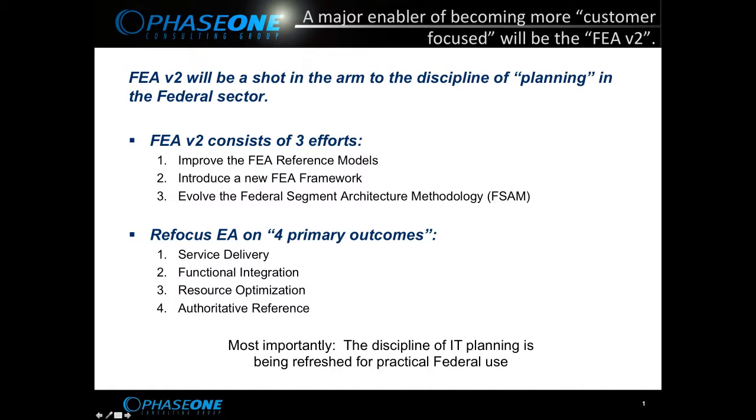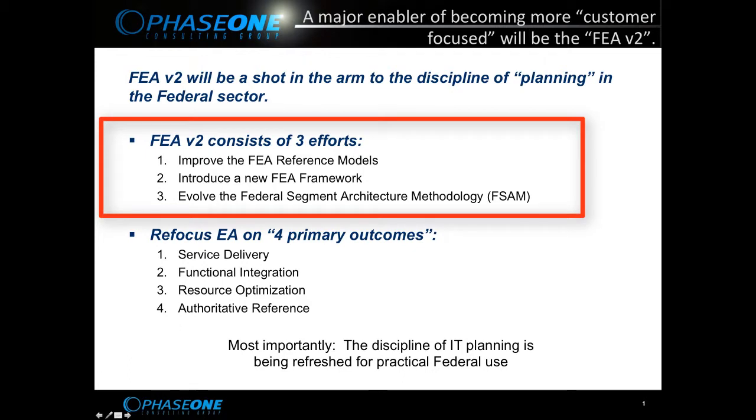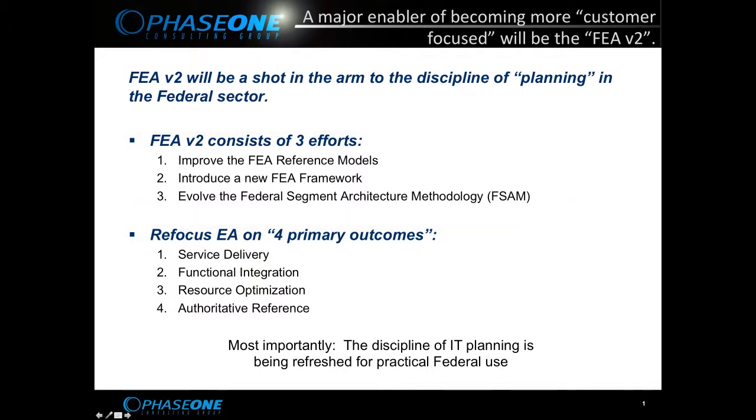So the Federal Enterprise Architecture version 2 is designed to be something that resurrects the architecture discipline, but then also redefines the architecture discipline as something that's much more planning oriented. So the FEA version 2 consists of three efforts. There's the Federal Enterprise Architecture reference models that we'll talk about in a moment. There is the new Federal Enterprise Architecture framework that we'll talk about in a moment. And then there's the evolution of the federal segment architecture methodology. And the output of this evolution of the FSAM is the CPM. We'll talk about that extensively.